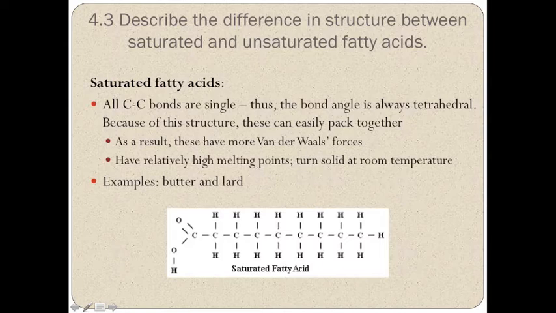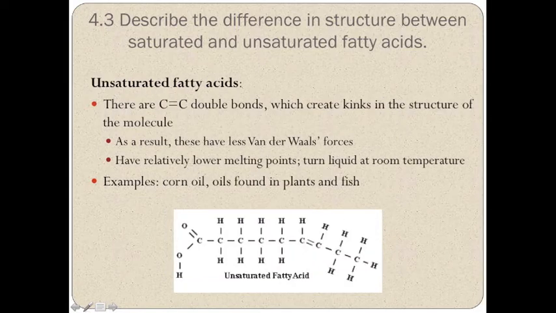Well, as you see in the image below, the saturated fatty acids are made of a carbon chain. All the carbon-carbon bonds are single, so the bond angle is always tetrahedral. Because of the structure, they can easily pack together. This results in higher van der Waals forces, which leads them to have high melting points and turn solid at room temperature. Examples of saturated fatty acids are butter and lard.